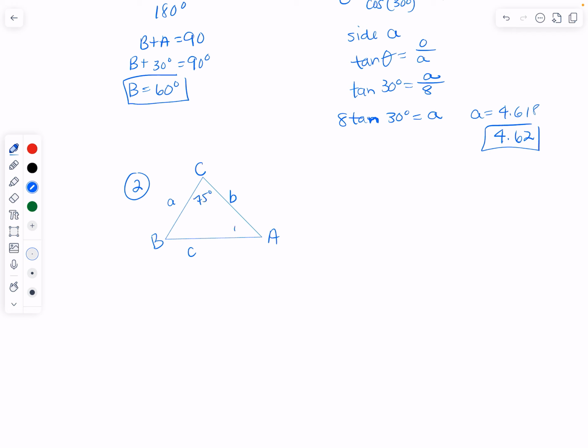Angle A is given as 55 degrees. Side B is 5, and we have to find the rest. So first things first, I'm going to have to go after angle B.